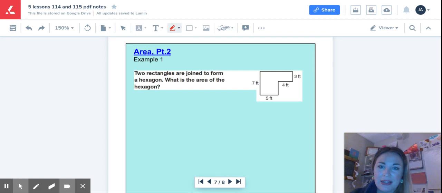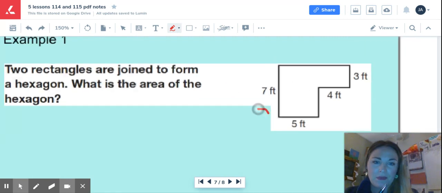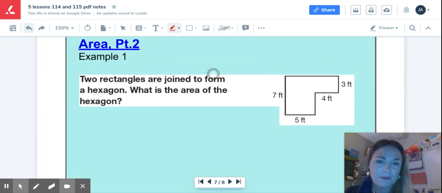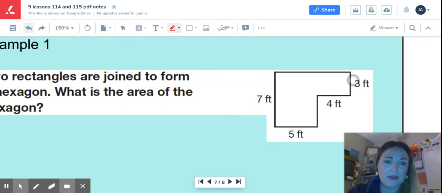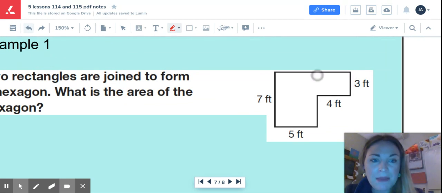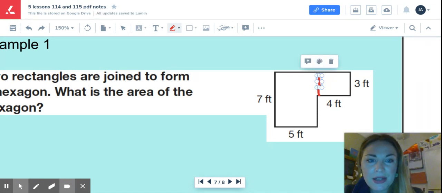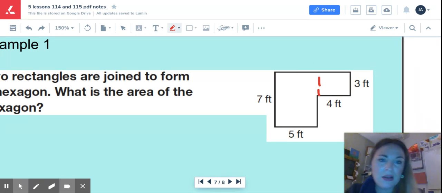Okay, so as I look at this, 2 rectangles are joined to form a hexagon. What is the area of this hexagon? So taking a look at this, I'm actually going to zoom in. Maybe that's a little far. I'm going to break it up into 2 smaller rectangles. So visually, my mind wants to break it up here. I'm trying to do a dotted line, and it's not working all that well. So I'm just going to draw a line.